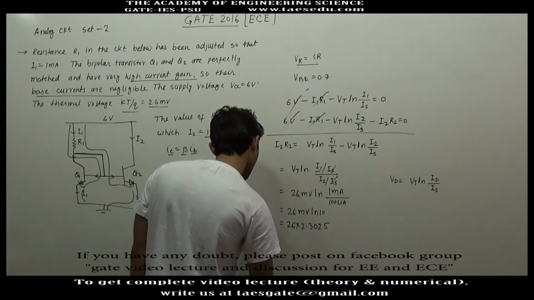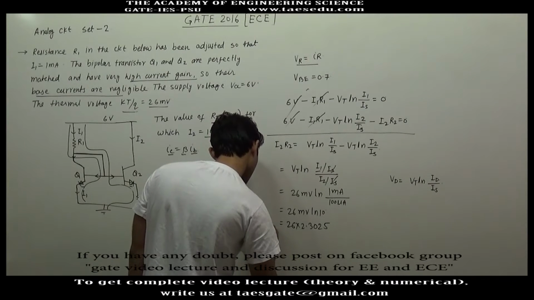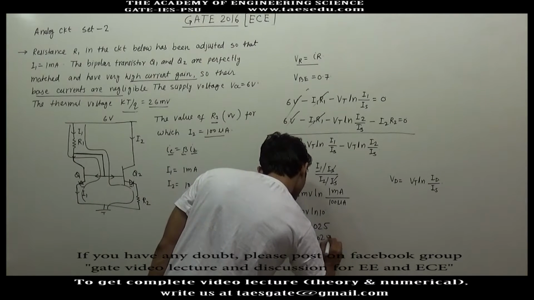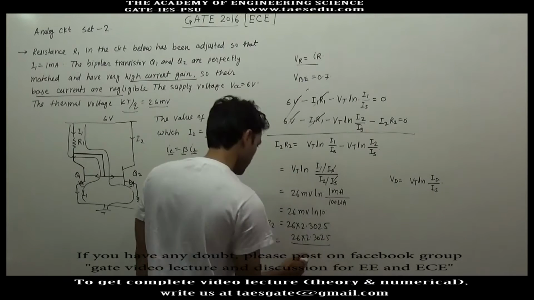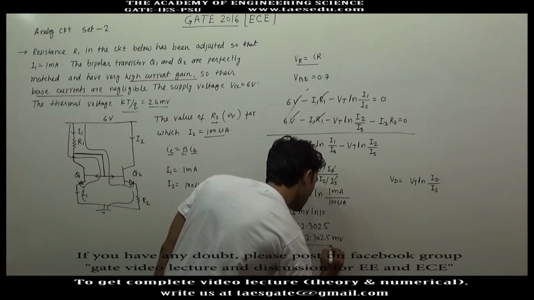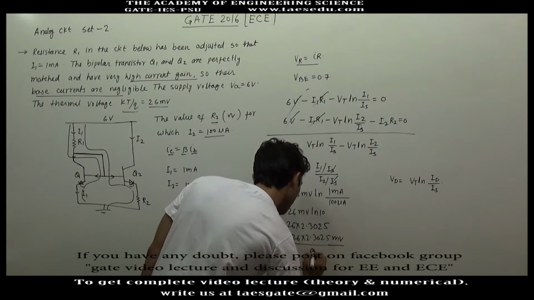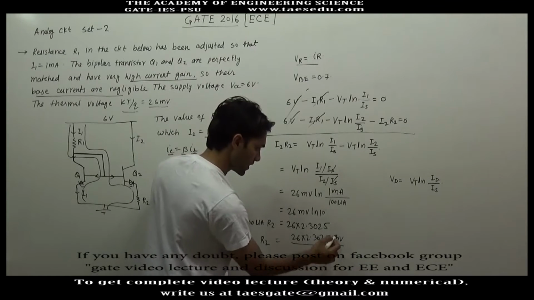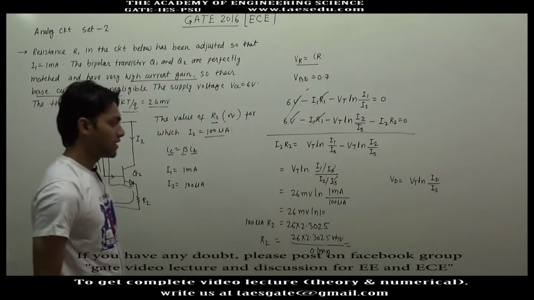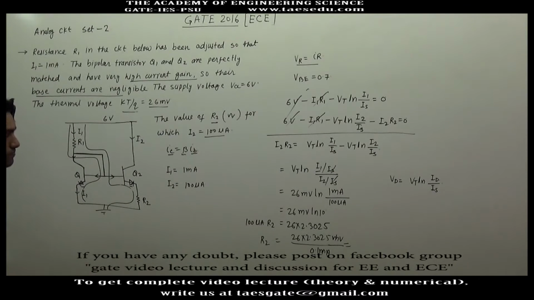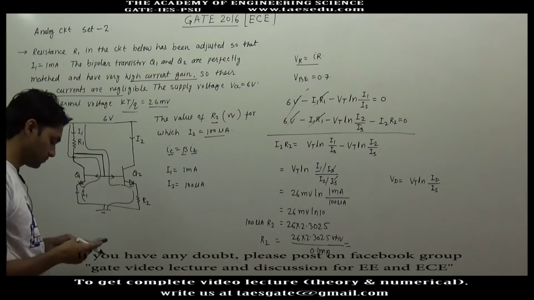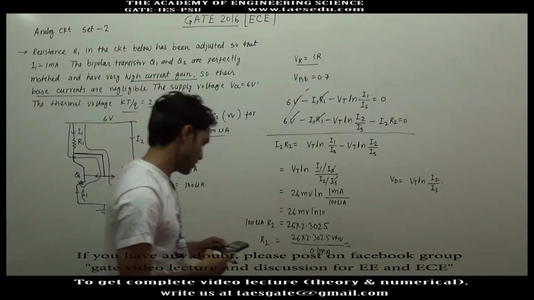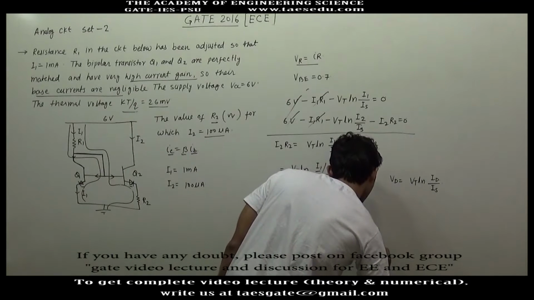This is I2 R2, and I2 is 100 microampere. So R2 will be 26 into 2.3025 divided by 0.1, since if we take current in milliampere, 100 microampere is 0.1 milliampere. Milli will be cancelled and the unit of resistance will be ohm. This will give you approximately 598 ohm.